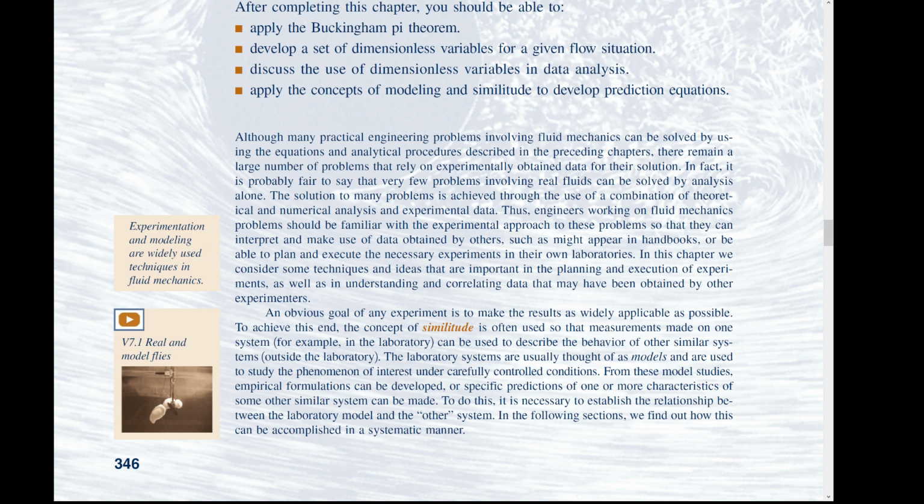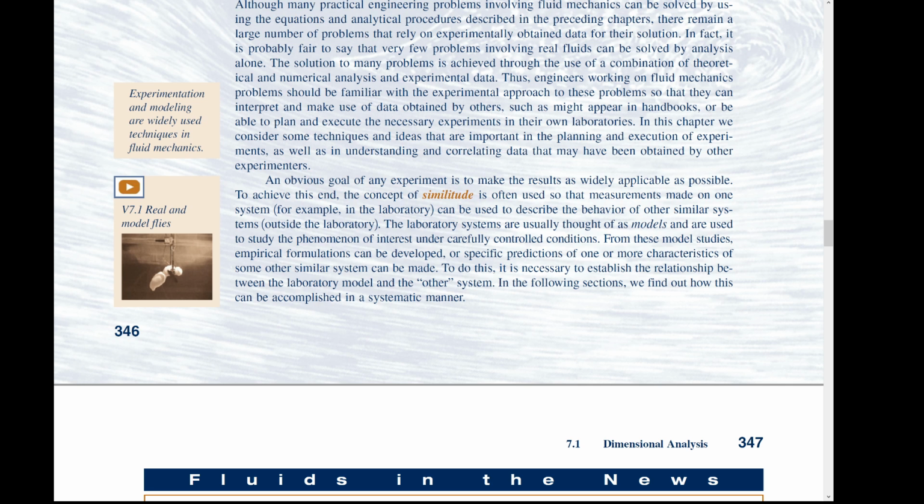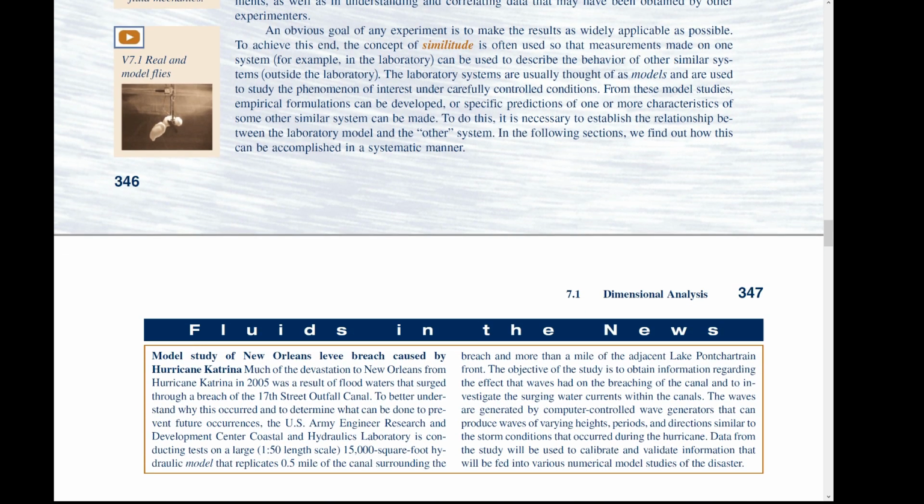In this chapter, we consider some techniques and ideas that are important in planning and execution of experiments, as well as in understanding and correlating data that may have been obtained by other experimenters. An obvious goal of any experiment is to make the results as widely applicable as possible. To achieve this end, the concept of similitude is often used so that measurements made on one system, for example in the laboratory, can be used to describe the behavior of other similar systems outside of the laboratory. The laboratory systems are usually thought of as models and are used to study the phenomenon of interest under carefully controlled conditions. From these model studies, empirical formulas can be developed, or specific predictions of one or more characteristics of some other similar system can be made. To do this, it is necessary to establish the relationship between the laboratory model and the other system. In the following sections, we will find out how this can be accomplished in a systematic manner.